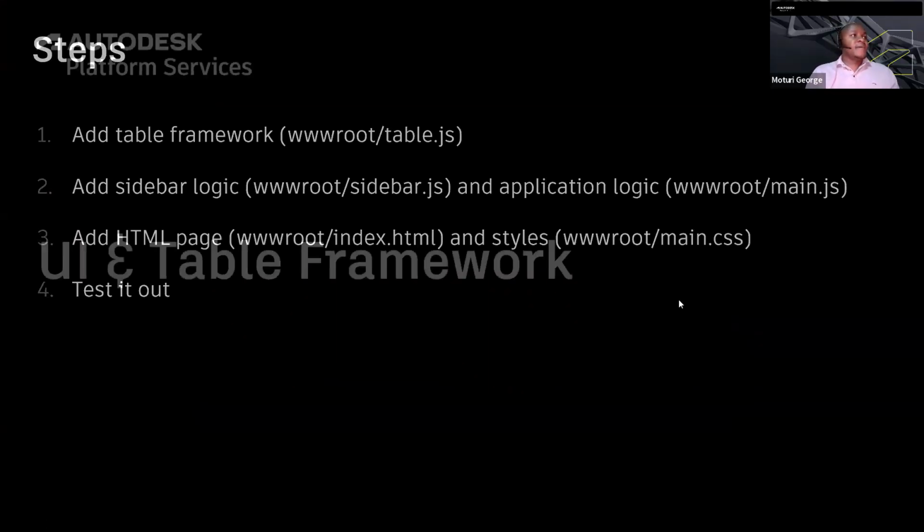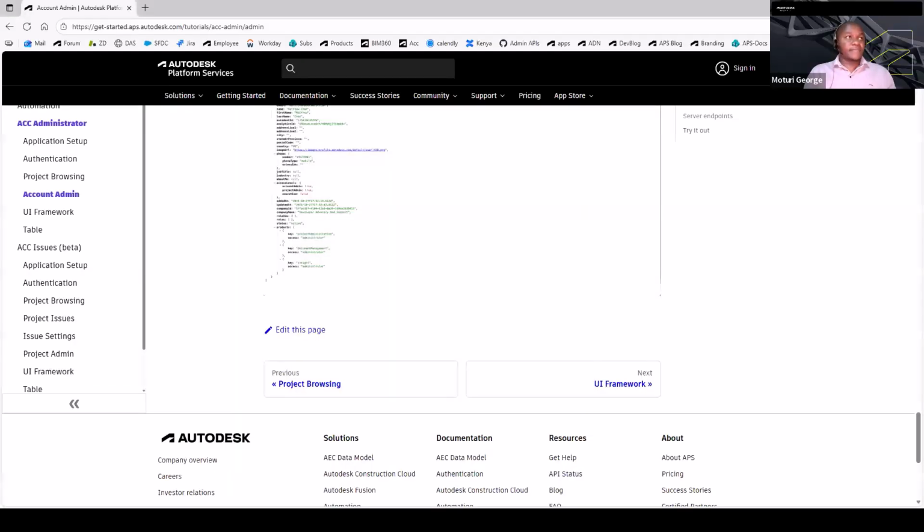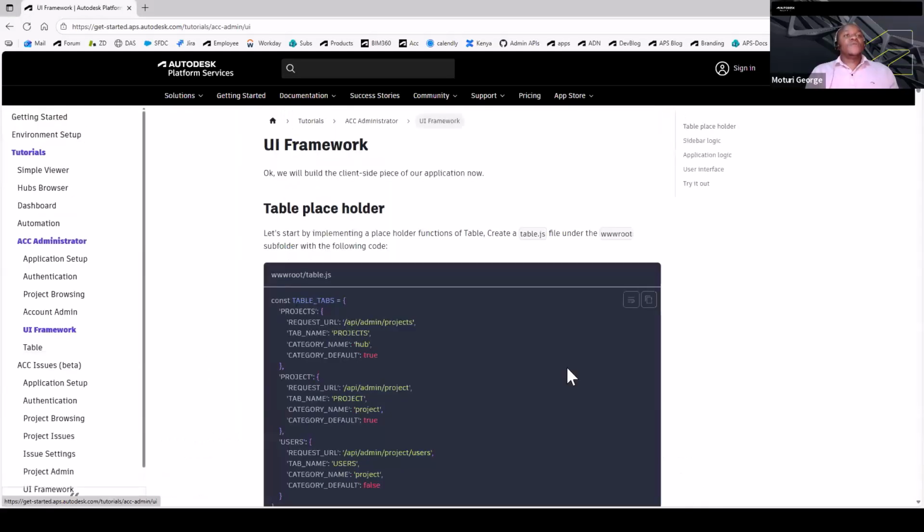So let's proceed and add that. So in our tutorials page, we proceed. Yes, this is what we're going to do. So let's test it out. So proceed to the UI framework. So let's create our first JavaScript file. That's table.js under the www root subfolder. So let's create that.